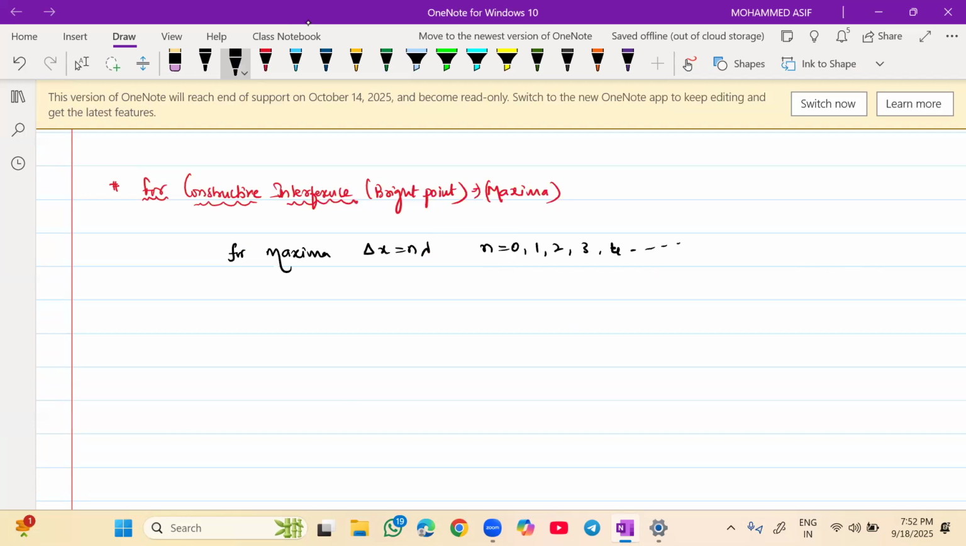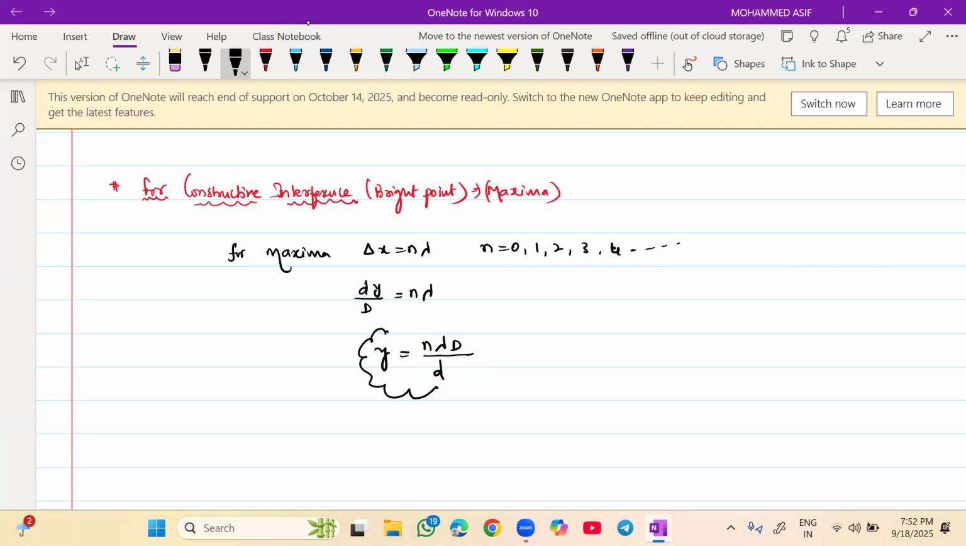Isn't it? Now, what is the delta x, beta, for the constructive interference? It is small d into y divided by capital D is equal to n into lambda. So, what is the value of your y here? Y is equal to n into lambda into capital D divided by your small d. So, this is your position of y. This y will represent the position of the maximum.